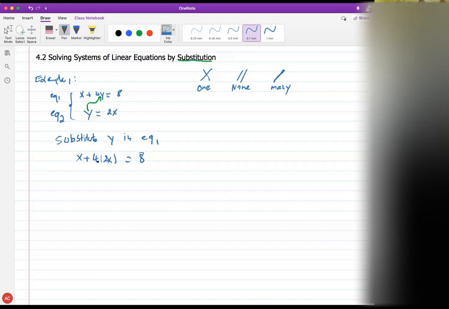Now this equation is easier to solve. There is no longer two variables, only one variable, x. So we can solve it just like we did before with the first degree equation. So x plus 4 times 2x, that's 8x, equals 8. We can combine these two here.